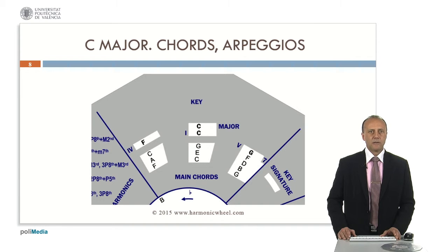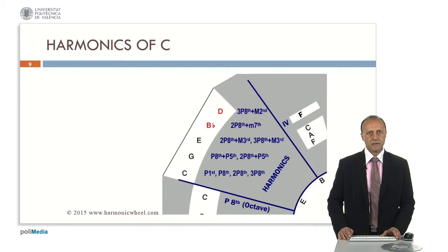In the upper part, we find the three main chords in C major: the tonic C major with notes C, E, G, the subdominant F major, whose notes are F, A, C, and the dominant seventh, G seventh, whose notes are G, B, D, and F. Here we find the harmonics of note C. We can see the note G, which is the most important one from C, then note E and the other harmonics B flat and D.